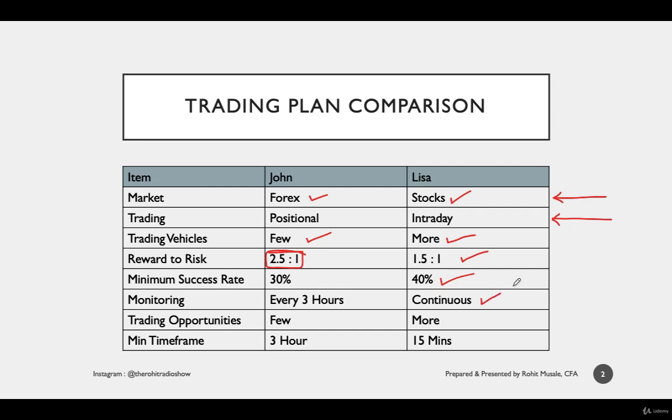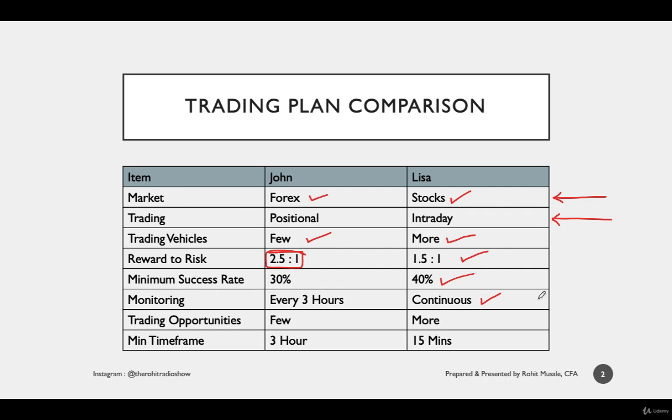If she finds the smallest reason to exit a particular trade, she must exit. As far as monitoring is concerned for John, he just needs to look at the charts every 3 hours. He can do that even on his mobile phone, but mobile phone trading is not recommended at all for Lisa, because she needs to be in front of the charts, in front of her laptop or in front of her big monitor screen, because this is something that is full time for her.